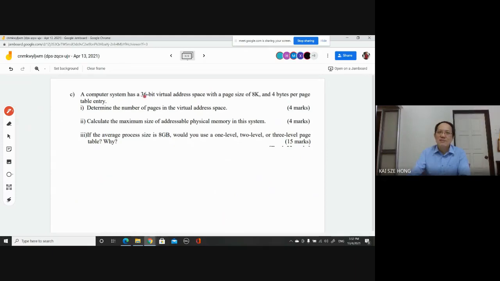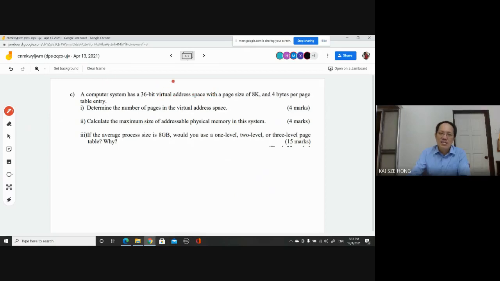This is a computer system with a 36-bit virtual address space, a page size of 8K, and 4 bytes per page table entry. Then determine the number of pages in virtual address space. So you have a 36-bit virtual address space, and the page size is 8K. So what is the number of pages?